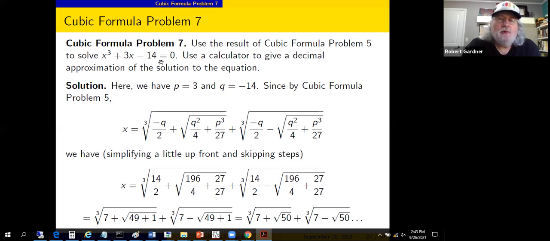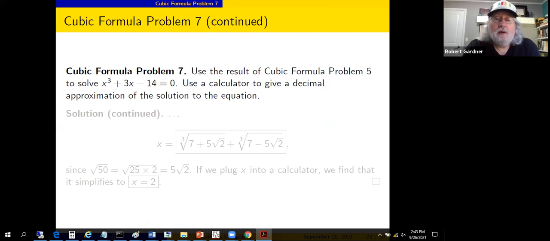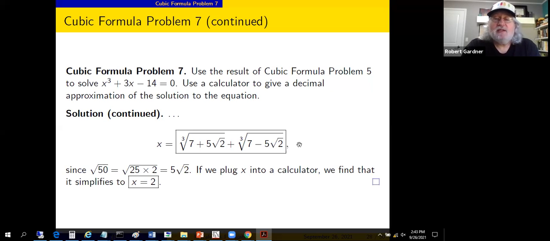The constant term q is -14. The cubic formula gives us this. So we will plug in p equals 3, q equals -14. We'll produce something like this, which further simplifies to cube root of 7 plus the square root of 50 plus cube root of 7 minus the square root of 50. This and this. So here's the value of x, and that's the thing we're going to plug in the calculator. So here's what we get for the x value.